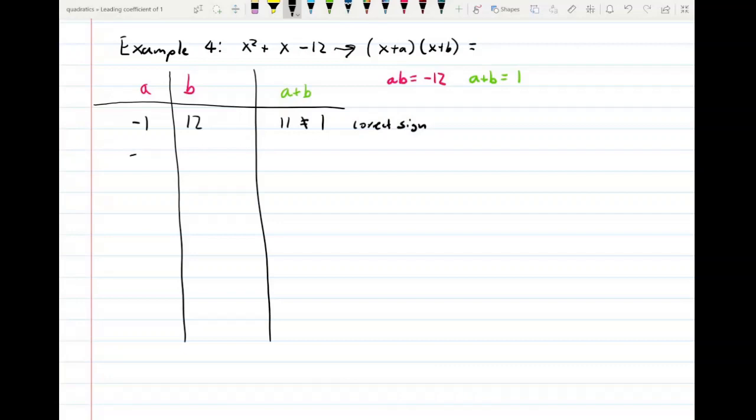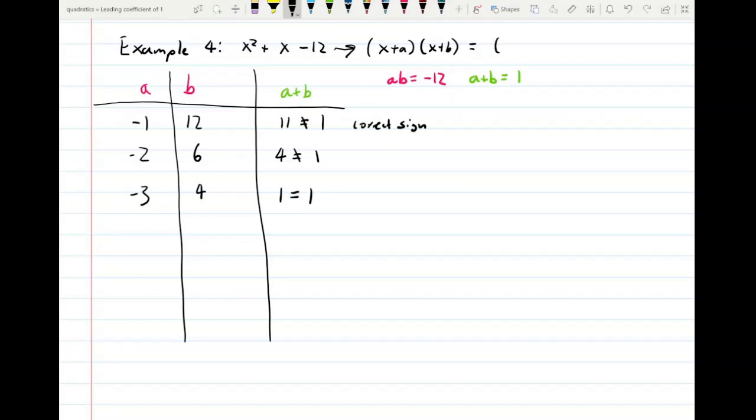Okay, let's try a is -2 and b is 6. That gives us a plus b is 4, which is not 1, but getting closer. Okay, next up we can try a is -3, which corresponds to b equals 4. And that gives us a plus b is +1, which is exactly what we want.